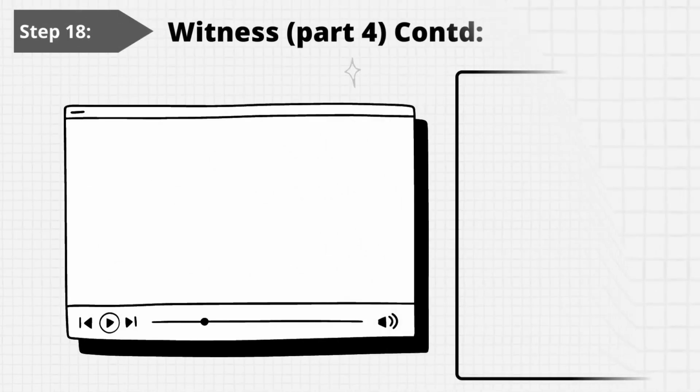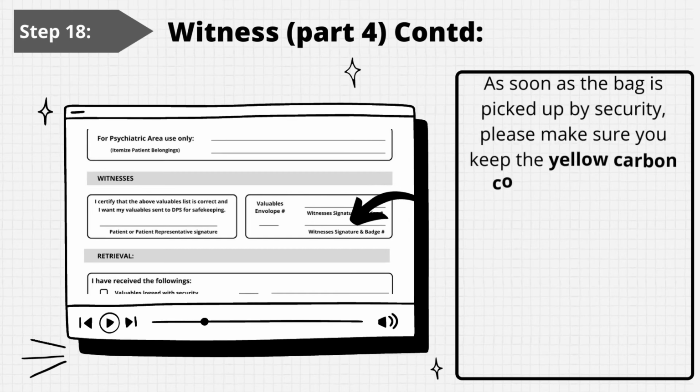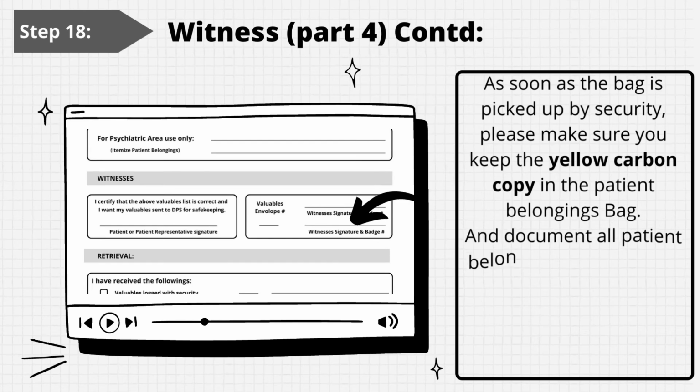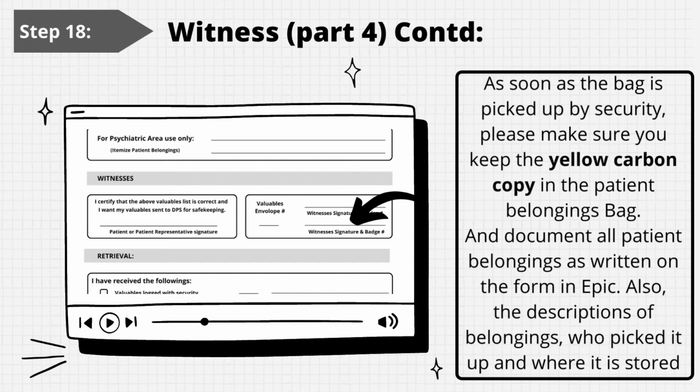Step 18, Witness, Part 4, continued. As soon as the bag is picked up by security, please make sure you keep the yellow carbon copy in the patient belongings bag. And document all patient belongings as written on the form in Epic. Also, the descriptions of belongings, who picked it up and where it is stored.